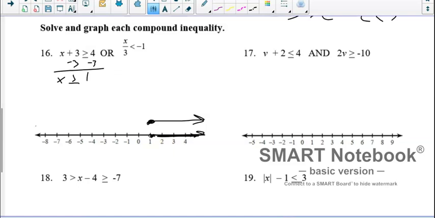Coming back here, I have x divided by 3. Well, to undo division, I need to multiply. Whatever I do to one side, I do to the other. 3's cancel, and I have x is less than negative 3. Less than, not less than or equal, so that's an open dot, and less than is going this way.